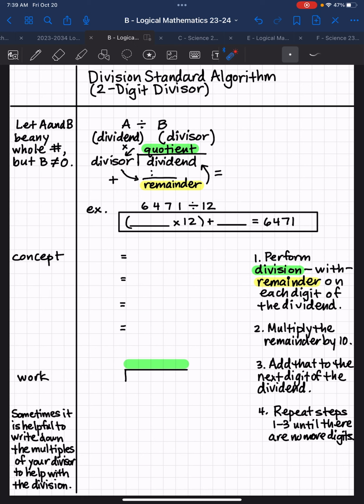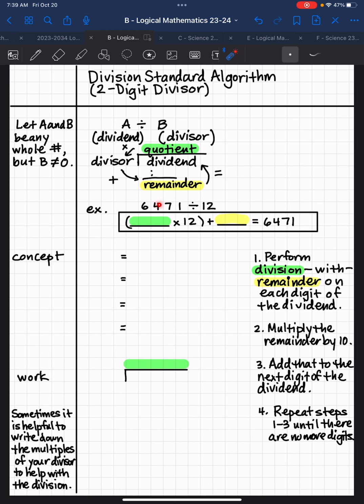So let us begin with looking at the steps for the division algorithm. The steps say that we're going to perform division with remainder on each digit of the dividend. Remember, division is finding out what number multiplies the 12. Anytime you're finding a missing factor, that's called division. And the remainder is the number that is left over after we have multiplied the 12 by whatever that number is.